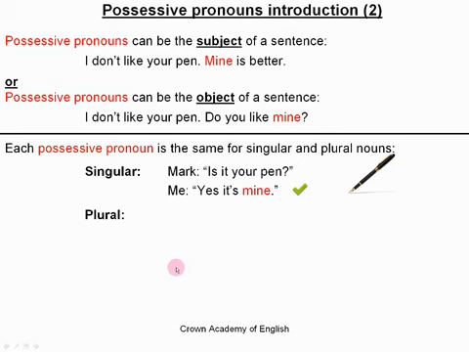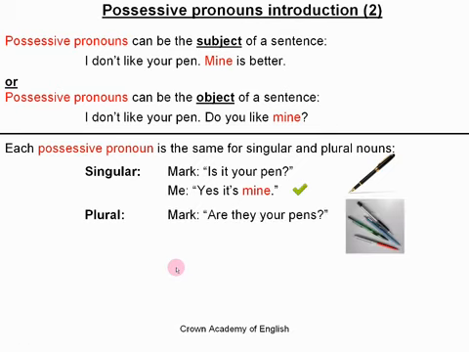And in the plural, Mark says, "Are they your pens?" And I reply, "Yes, they are mine." Okay? So here, mine, we are referring to a noun in the plural, pens. Pens is plural. But we use the same possessive pronoun. Okay? It's the same for singular and plural.